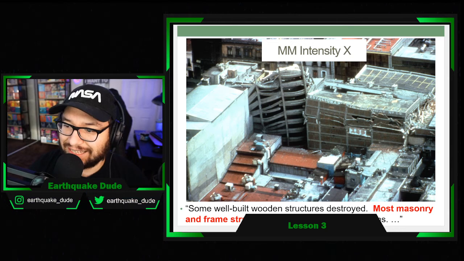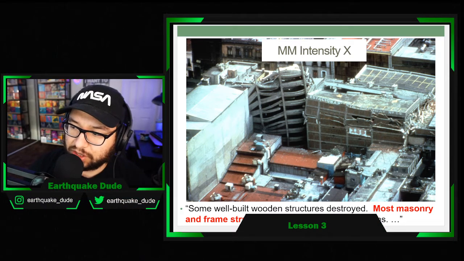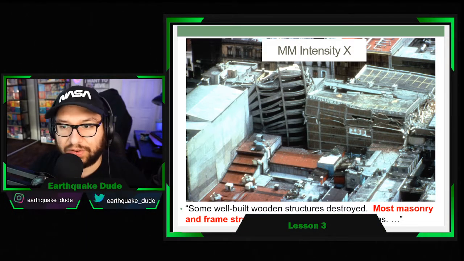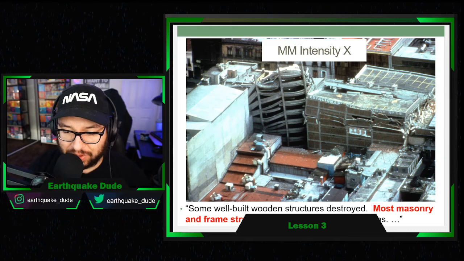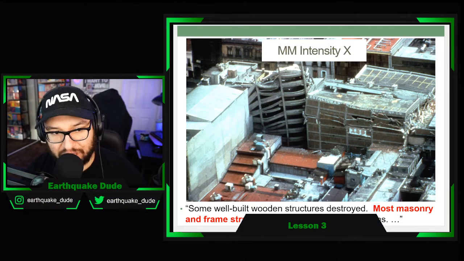Here's an intensity 10. Some well-built wooden structures destroyed. Most masonry and frame structures destroyed with foundation. So you're looking at buildings collapsing into each other, and it is getting really catastrophic.